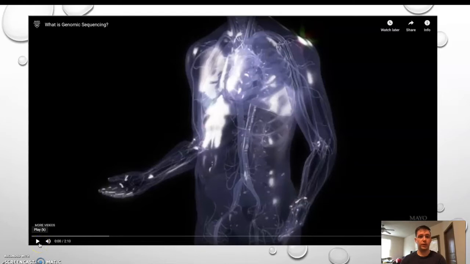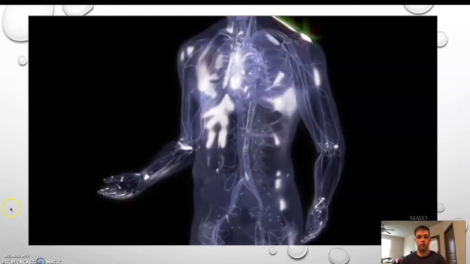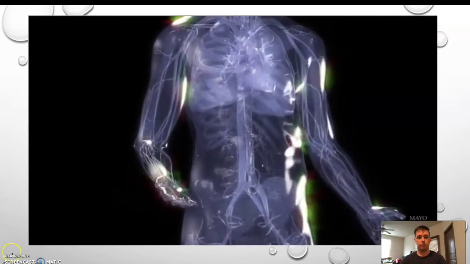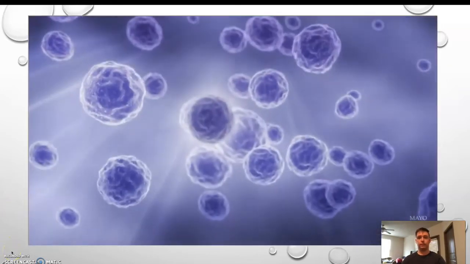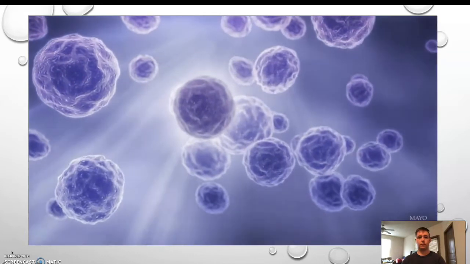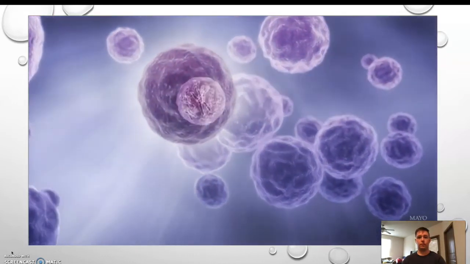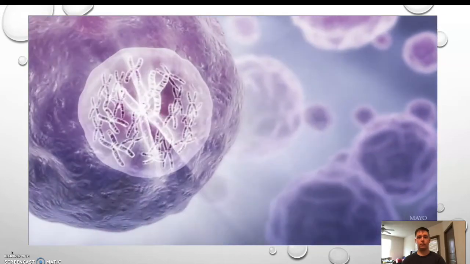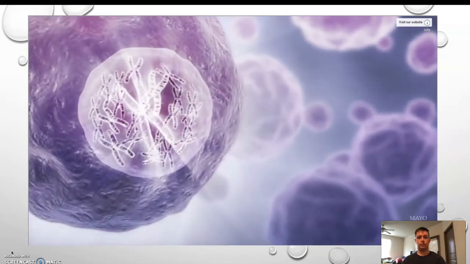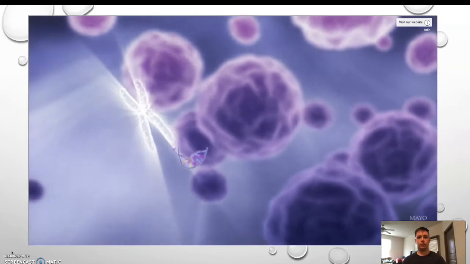Alright, so up next we are going to go over what genomic sequencing is. Genomic sequencing is a process for analyzing a sample of DNA taken from your blood. In the lab, technicians extract DNA and prepare it for sequencing. Within every normal cell are 23 pairs of chromosomes. Chromosomes are structures that house DNA.